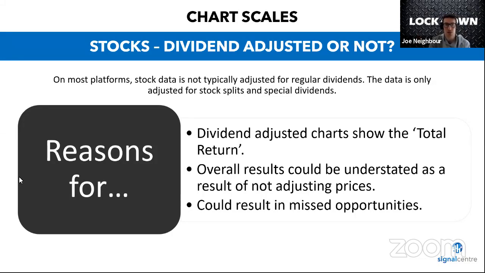So it rolls all the dividends into the price and gives you a total return of what you could have achieved on a particular stock. If you don't adjust your charts for dividends, then you're not getting all the data, and you could be understating your returns as a result. And it could also result in a lot of missed opportunities, as I'll now show you.